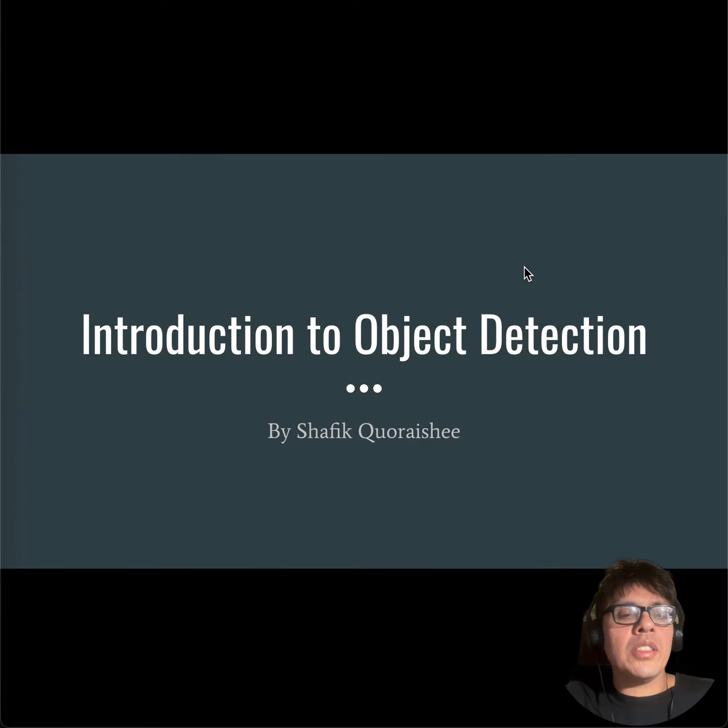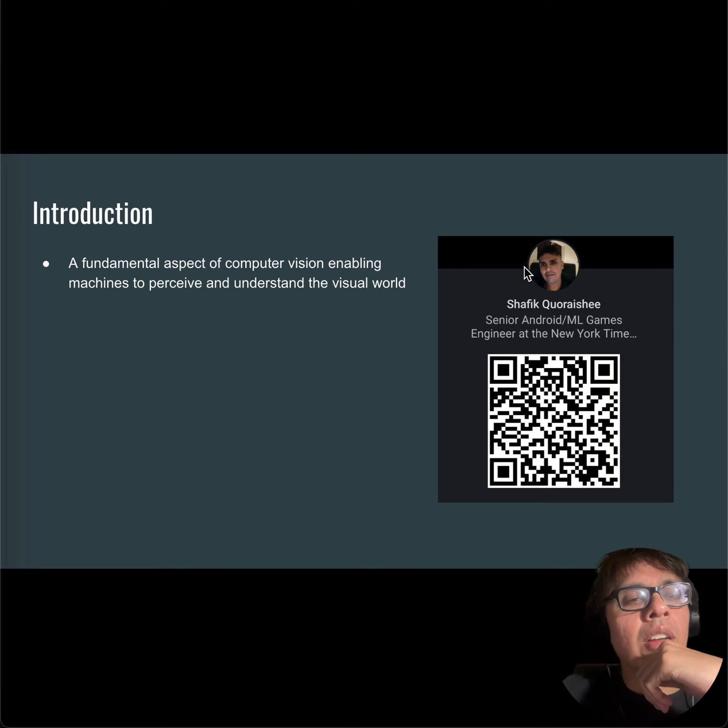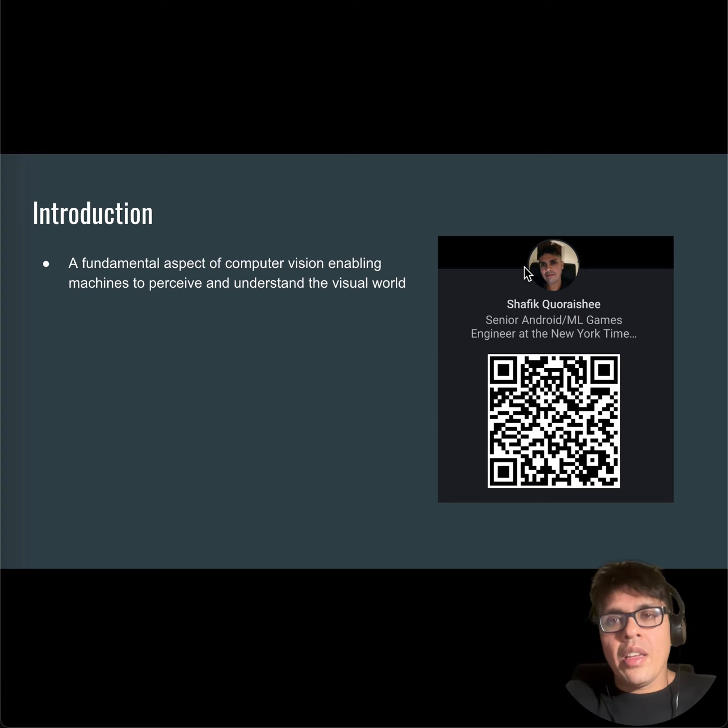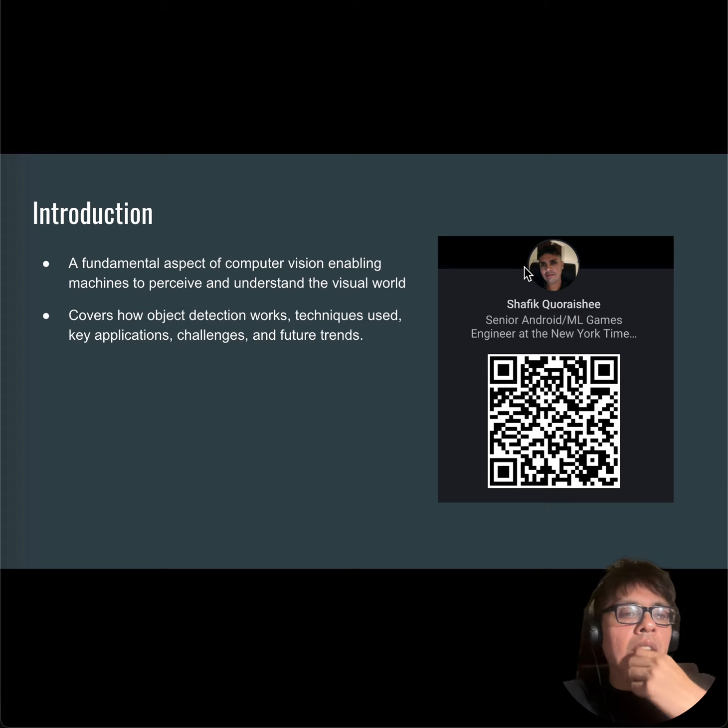So starting off, object detection is a fundamental aspect of computer vision, enabling machines to perceive and understand the visual world. Similar to how our eyes help us understand the world around us, object detection will help a machine isolate pieces of its environment, and the machine will in turn provide us intelligence. That's typically how the entire object detection discipline evolved.